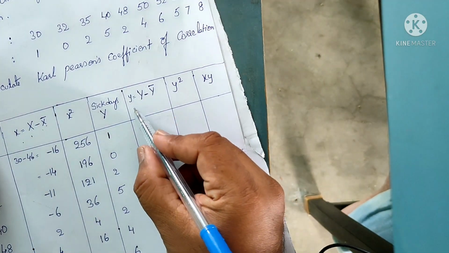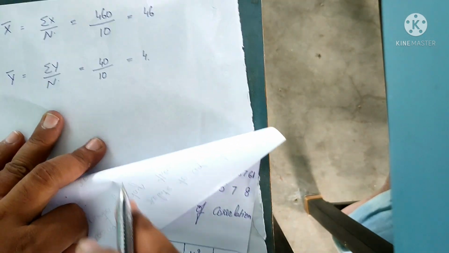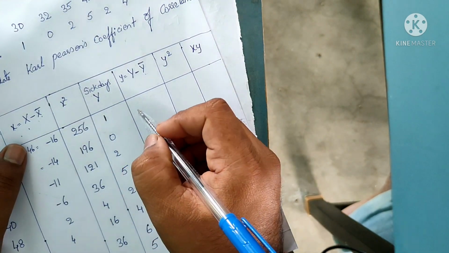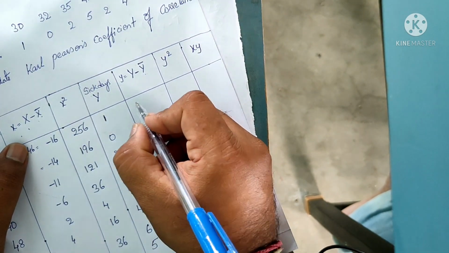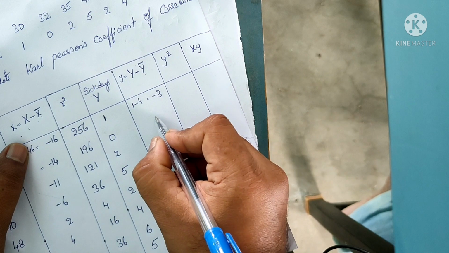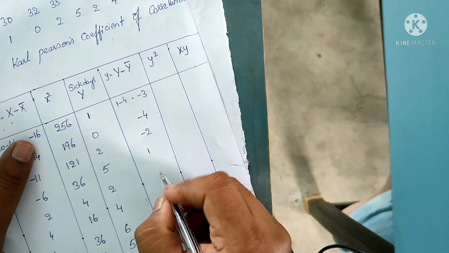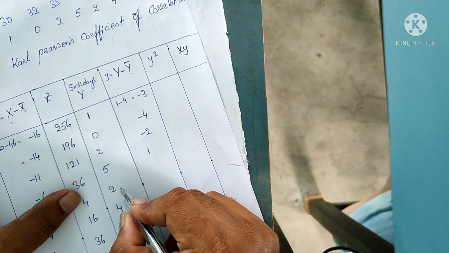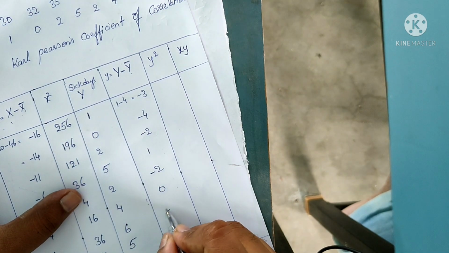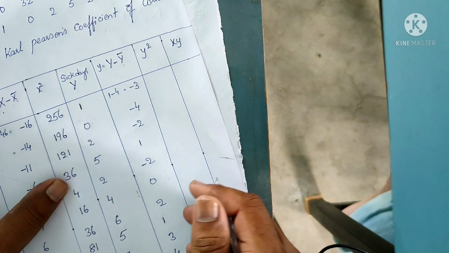Next, the y values. y equals y minus y bar. So y bar means sigma y by n. How much do we get? y bar equals 4. So all the y values should be subtracted by 4. That is 1 minus 4, which equals minus 3. 0 minus 4, minus 4. 2 minus 4, minus 2. Then 1, 2 minus 4 is minus 2, 4 minus 4 is 0, 2, 1, 3, 4. So these are all the y values.